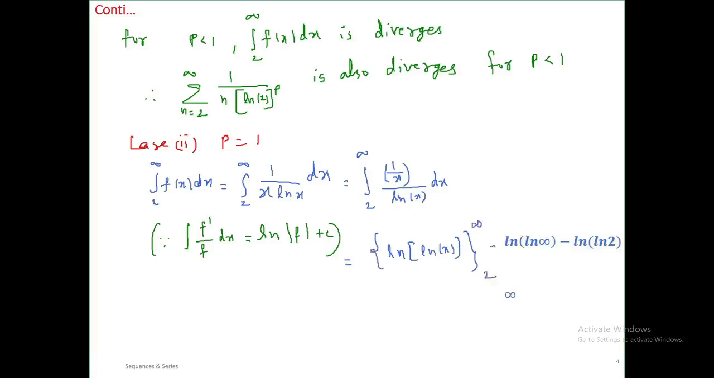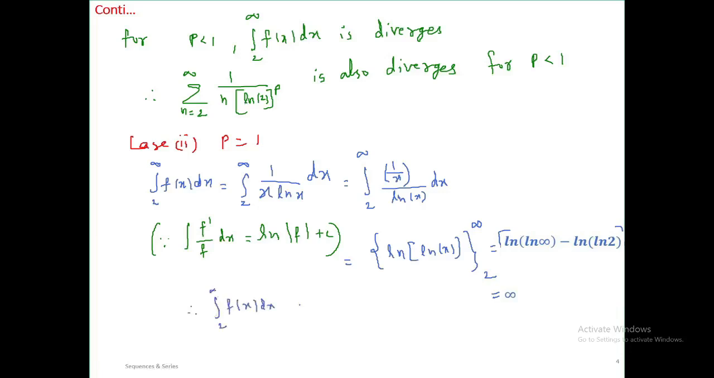Now this will be ln of ln 2 minus, for the upper limit, ln of ln infinity. Ln of ln 2 is fine, but ln infinity is infinity, and again ln of infinity is infinity, so overall it will be minus infinity. So this is not finite. Therefore the integral diverges, because the integral is not finite.